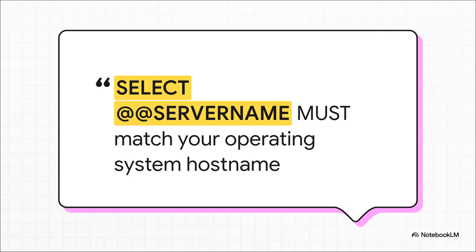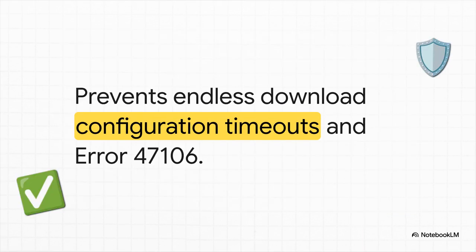Oh, and you also need to make sure port 5022 for the HADR endpoint and port 2224 for the PCS daemon are actually open in your firewall. Otherwise, these nodes can't even talk to each other. So what happens if you just ignore this? Well, if there's even a tiny mismatch anywhere in your DNS setup or that hosts file, your availability group is going to fail instantly. No way around it. You'll just be greeted with endless download configuration timeouts or that dreaded error 47106. Honestly, getting this right on day one is a real game changer. It's going to save you hours of digging through error logs later on.